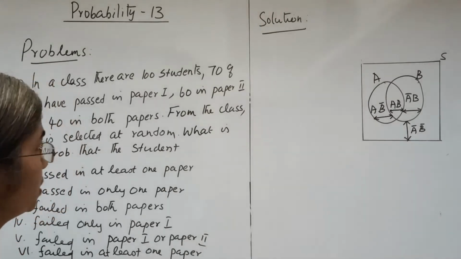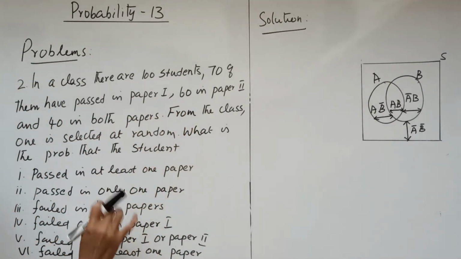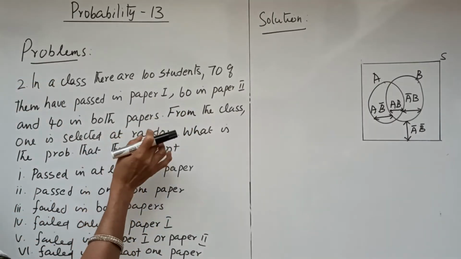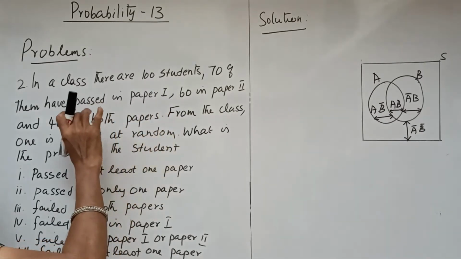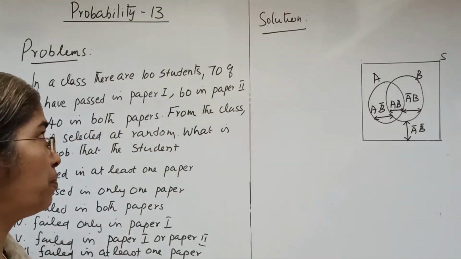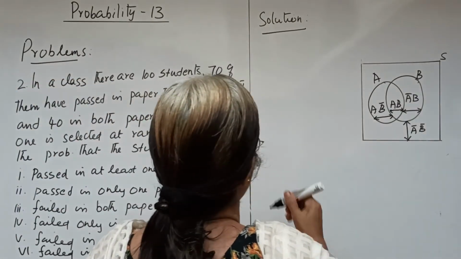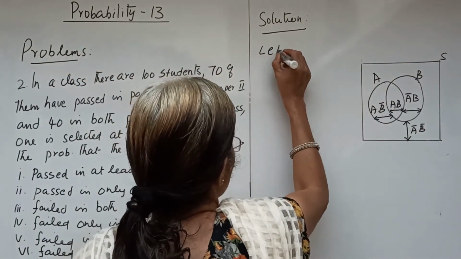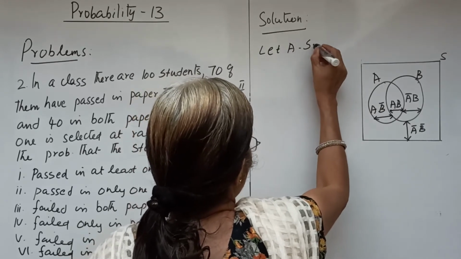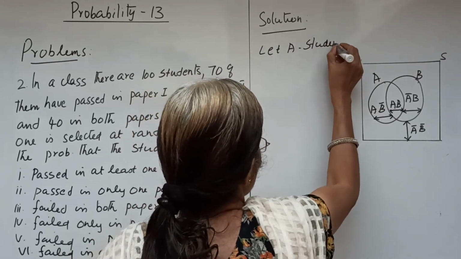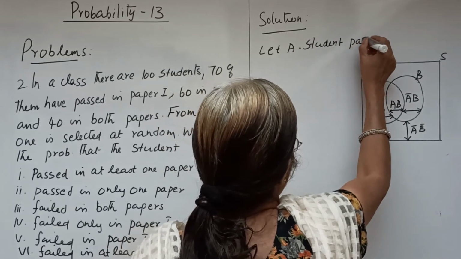So let us consider the events. A student selected at random who passed in paper 1 can be considered as event A. Let A be the event that the student passed in paper 1.